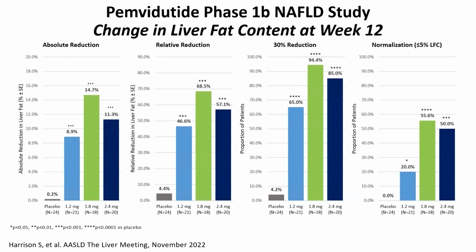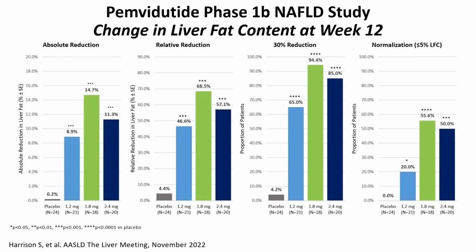So this was a smaller study, and they actually did MRI PDFF at baseline, and then after 12 weeks of treatment, and the study continued for 24 weeks. But I'm showing you data here at 12 weeks, so after only 3 months of treatment. And you can see that with the 1.8 milligram dose, there was absolute reduction of liver fat by 15%, which is very high. If you look at relative reduction, this is at 68%. And I showed you with resmetirom, for example, we're in the 40% range. So this is very high.